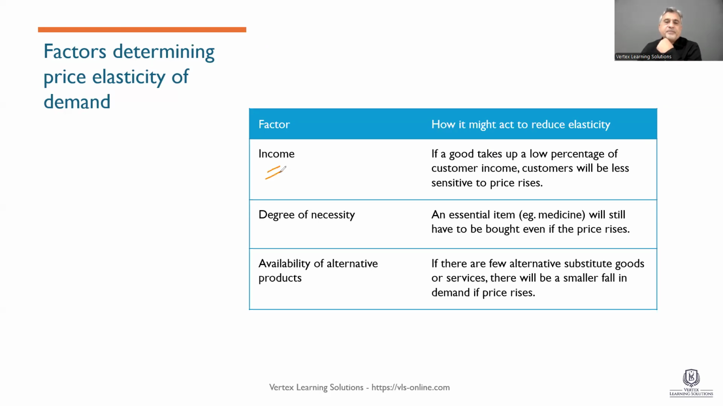Number one is income. Number two is degree of necessity. I mean, is the product or the service which you are using a necessity or a luxury? Number three is availability of alternative products. So in income, if a good takes up a low percentage of customer income, customers will be less sensitive to price rises.